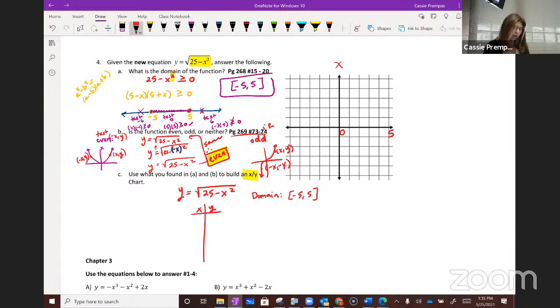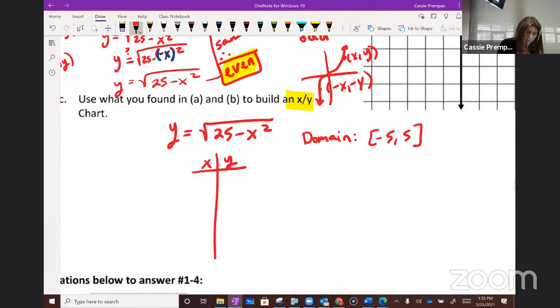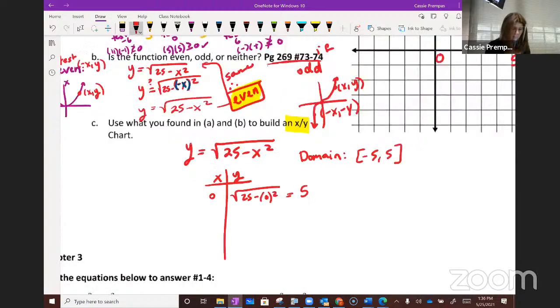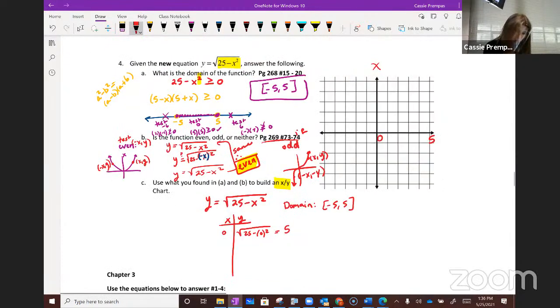So let's start plugging in a number like 0. The square root of 25 minus 0 squared, the square root of 25 is just 5. So I can plot the point 0, 5. If I reflect it, it's only at -0, 5, so that doesn't help me for that specific point.